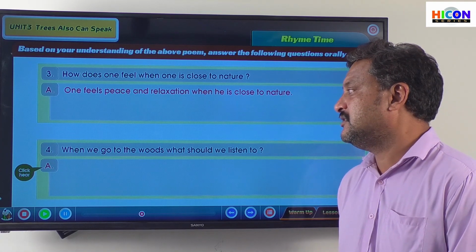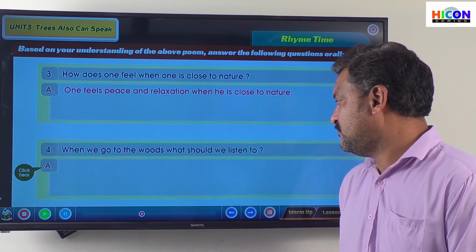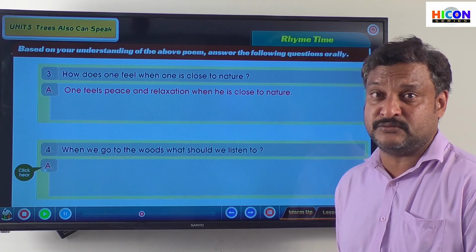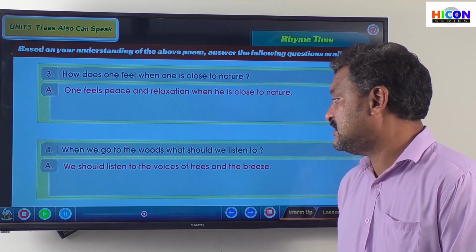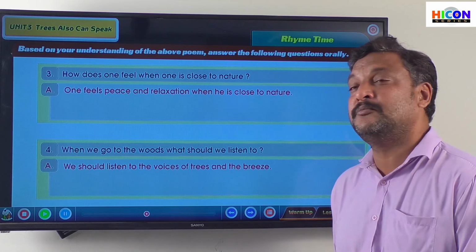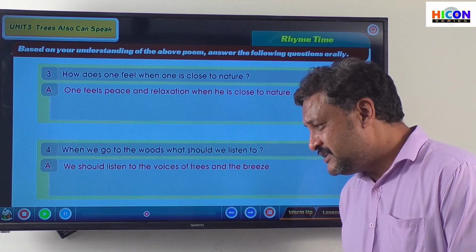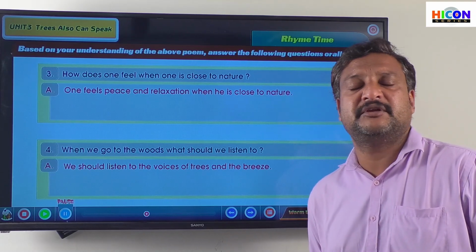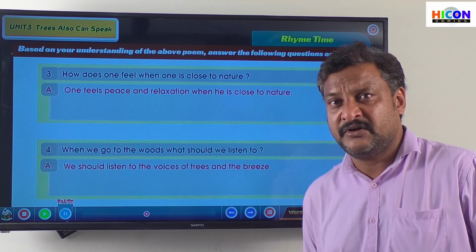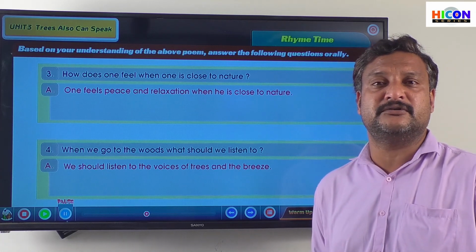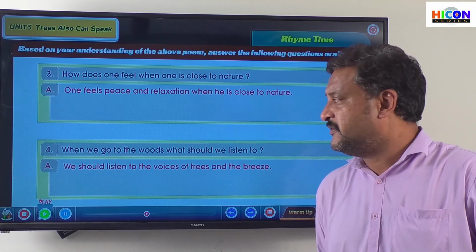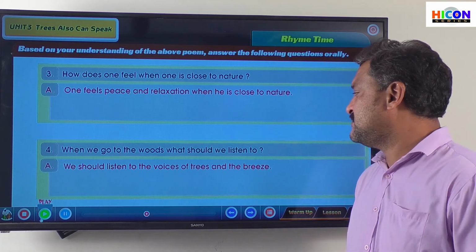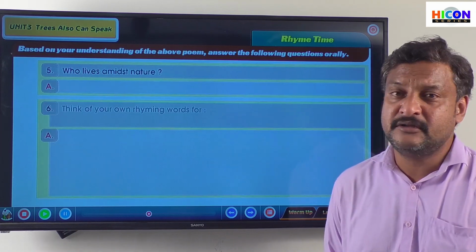Right, the fourth question, when we go to the woods, what should we listen to? When we go to the woods, what are the things that we have to listen to? We should listen to the voices of the trees and the breeze. When this breeze blows through the leaves of these trees, it makes a very beautiful sound. Okay, a fluttering sound, a murmuring sound. It's quite beautiful. So when we go to a wood, what we need to listen to is the beautiful music made by the trees with the help of the breeze.